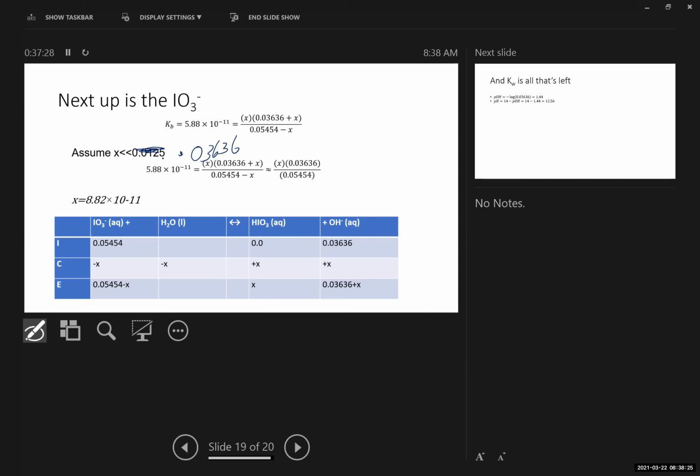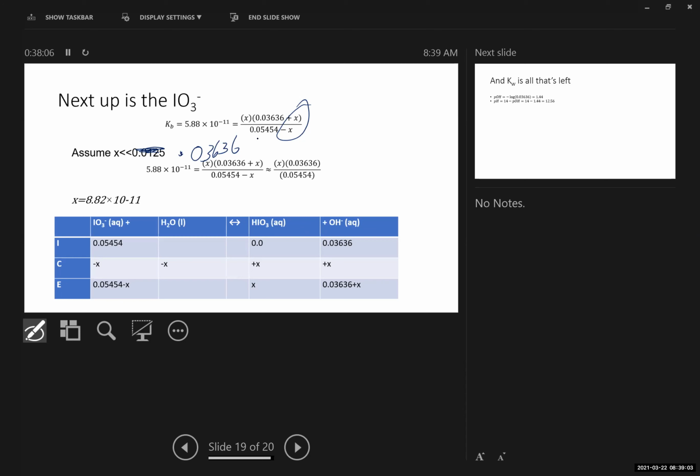If I assume X is less than 0.03636, both of these X's should be insignificant. And if I do the math, what I tend to phrase is triply good news, right? X is small. So that validates my treating these as separate reactions. It also means I don't have to do any fancy algebra here. It also means I'm all but done because things stop changing.